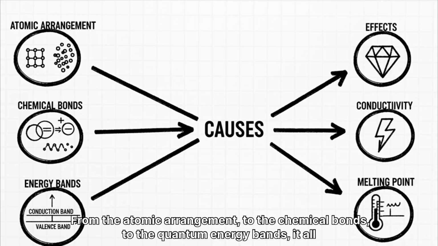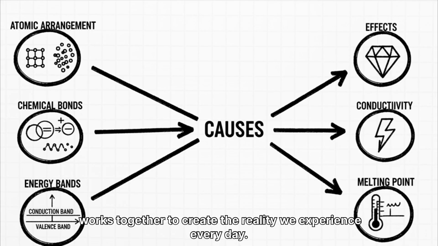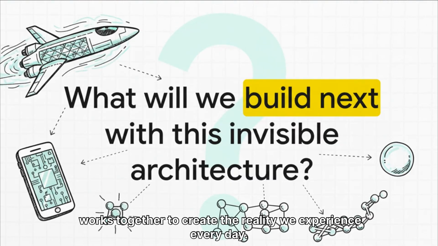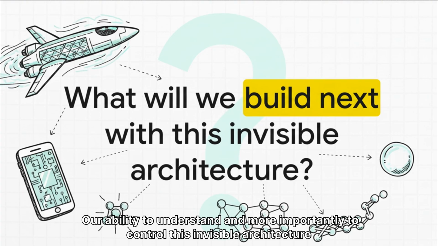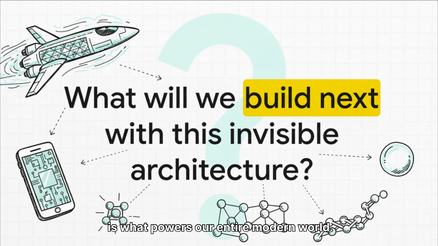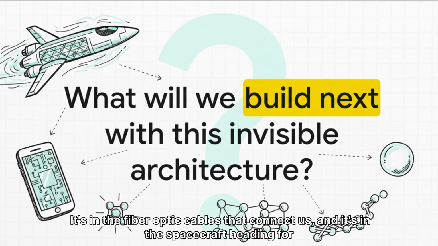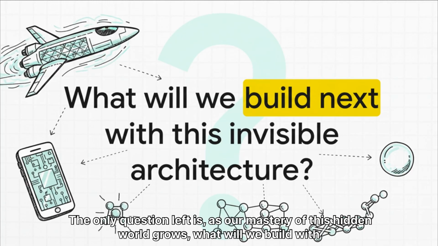From the atomic arrangement, to the chemical bonds, to the quantum energy bands, it all works together to create the reality we experience every day. Our ability to understand and, more importantly, to control this invisible architecture is what powers our entire modern world. It's in the phone in your hand, it's in the fiber optic cables that connect us, and it's in the spacecraft heading for the stars. The only question left is, as our mastery of this hidden world grows, what will we build with it next?